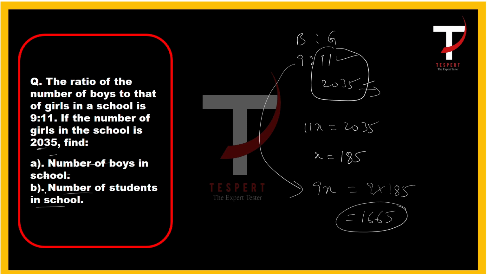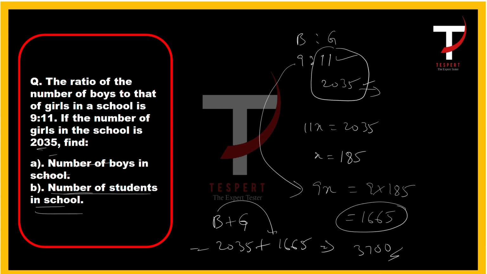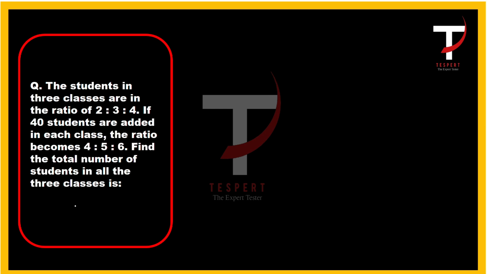So how to calculate the number of students? Number of students means number of boys plus number of girls. We have the number of girls here, 2035, plus the number of boys, 1665. So the total number of students in the school is 3700.